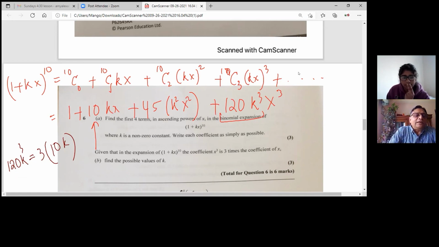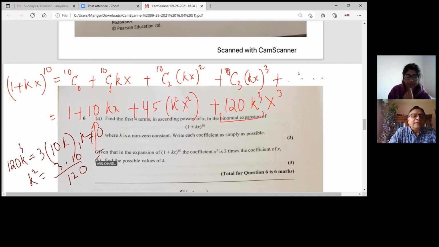Now, k squared, you can cancel one of the k's because k is non-zero, right? k is not equal to 0, so that is not a solution, of course. And then you will say k squared is equal to, you can simplify this, 3 times 10 over 120 for now. 10 and 10 cancel, 3 goes 4 times, so you get 1 over 4, right? So k is equal to half.